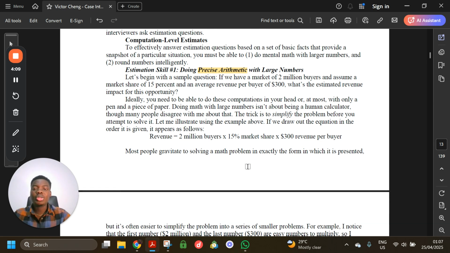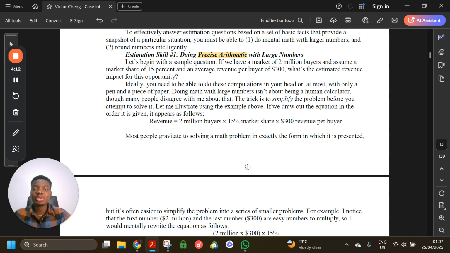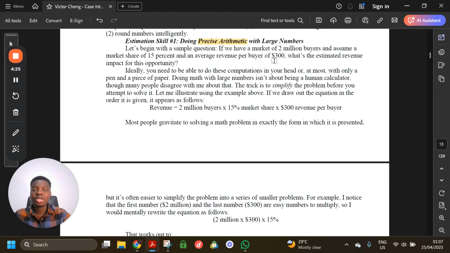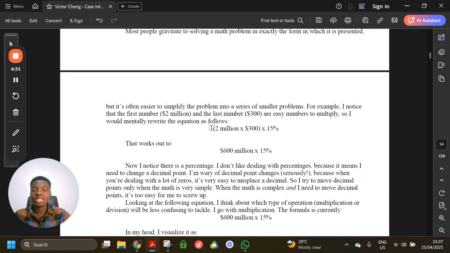The key here in making this calculation is being able to arrange this problem in such a way that you can do the easier computations first. So he gives an example: instead of trying to figure out what is 2 million times 15 and then times 300, you could rearrange that into 2 million times 300. That is easier to compute, so you get 600 million. And then you find 15% of 600 million.